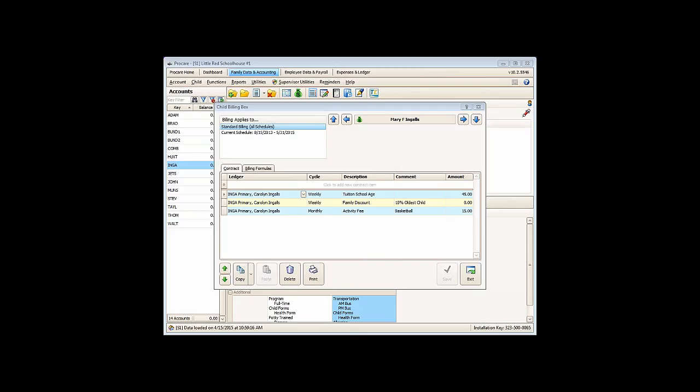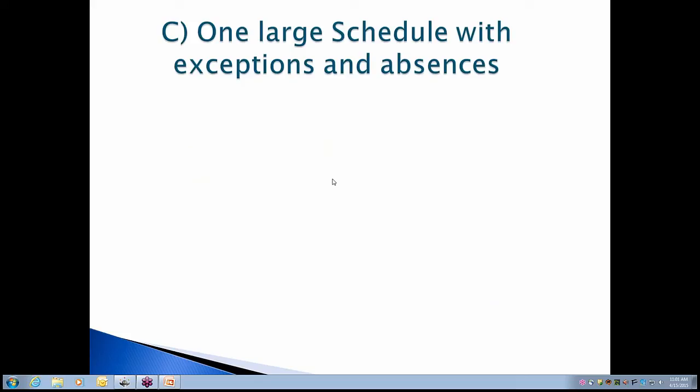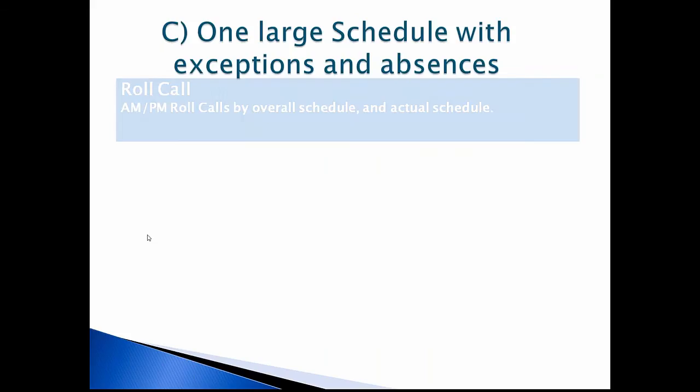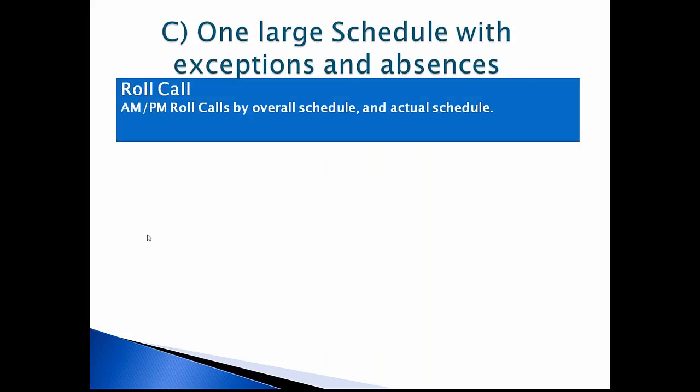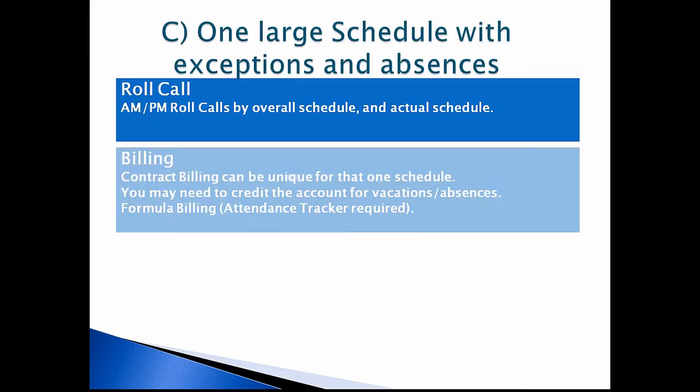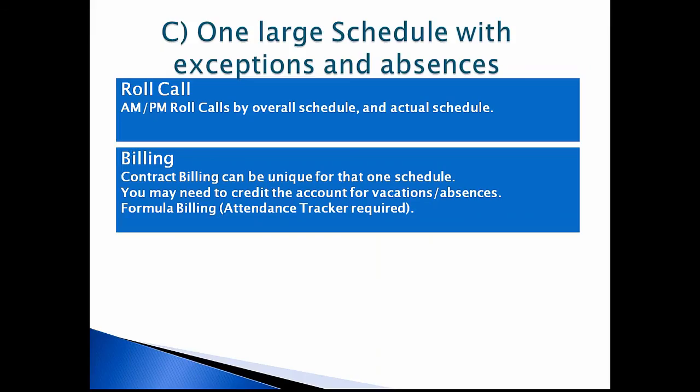Let's go back and take a look at our slideshow here on the third one. This is our first example of using child schedules. And that's what we call one large or summer schedule for the whole summer, and then use exceptions and absences. So I'll go through what the main bullet points for this are. You can run your roll call reports by the real schedule as they're scheduled. You can also do billing. Contract billing can be attached to a specific schedule. So you can say, I want this billing to run for this length of time.